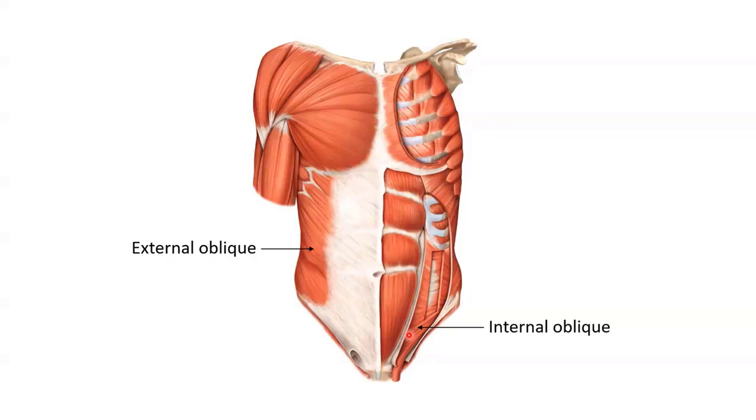Like the external obliques, the internal obliques can work together to cause flexion of the trunk, or they can contract individually to cause lateral flexion or same side rotation. So same side rotation is where the body rotates towards or to the same side as the contracting muscle. So if this internal oblique contracts, we're rotating to this side of the body.